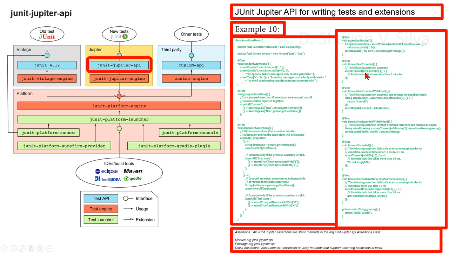The following assertion succeeds. Perform a task that takes less than 2 minutes. The following assertion succeeds and returns the supplied object. The following assertion invokes a method reference and returns an object.